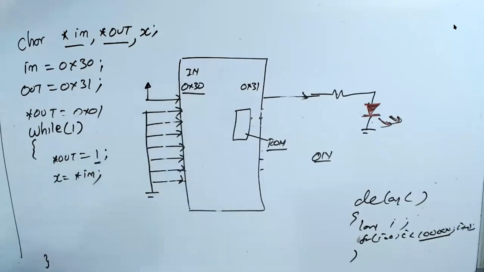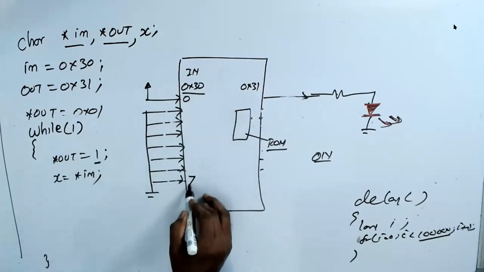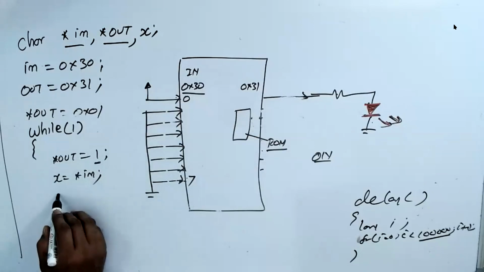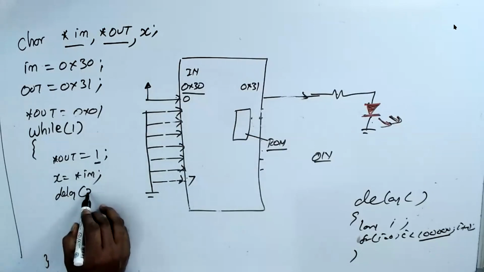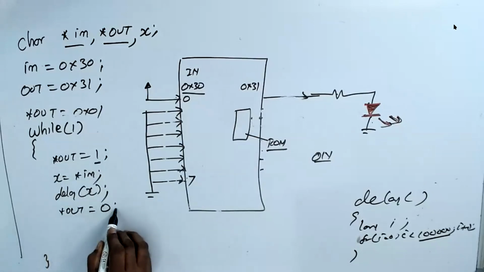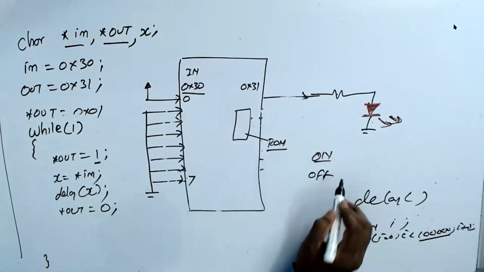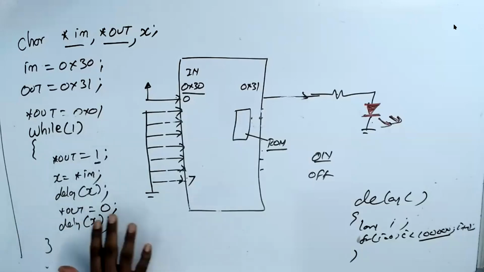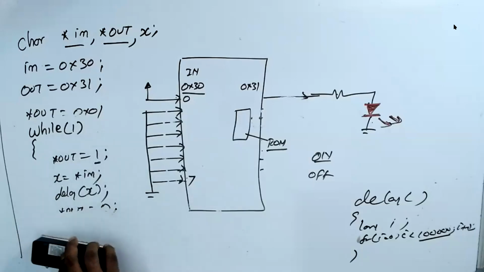Now I'll be reading, this is bit 0, this is bit 7. I'll be reading 0, 0, 0, 0, 0, 0, 0, 1. Now I say delay X. Then I say star out is equal to 0, I make it off. Then I call delay X. Then I put this, go back. Sorry, I forgot this. Same thing, sorry.